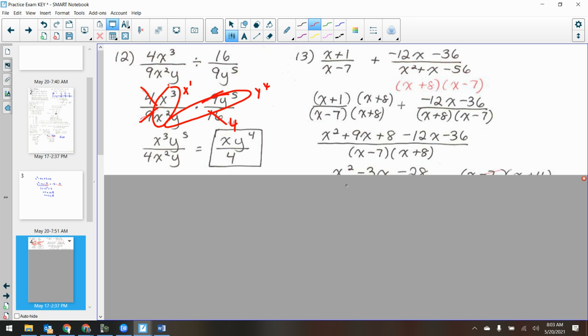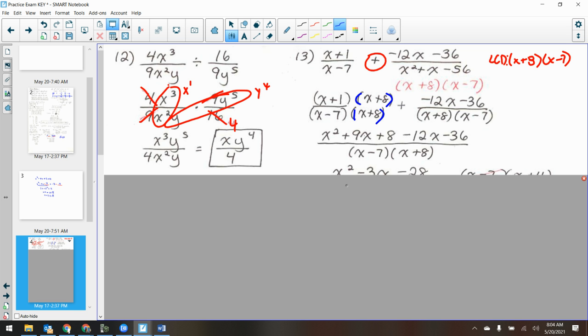Now, 13 is the more difficult problem. When I am adding or subtracting, do we need common denominators? Yes, you need your LCD. And to find out what your LCD is going to be, you factor both of the denominators. The denominator on the right factors into x plus 8, x minus 7, and the denominator on the left is already factored, x minus 7. So my LCD is all the factors represented: x plus 8, x minus 7. So you look here and say, well, that one doesn't have the x plus 8, so I need to multiply by x plus 8 over x plus 8.